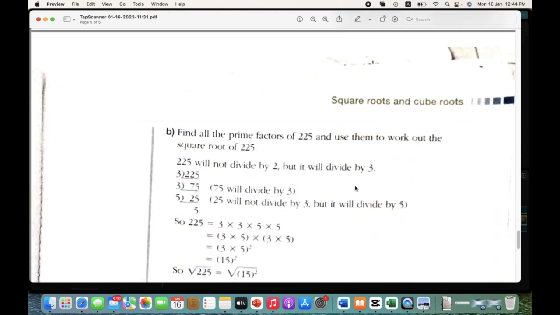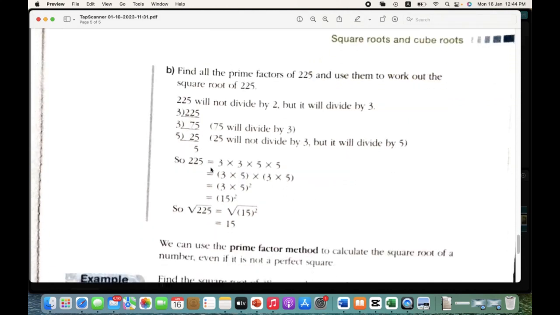Is that okay? Same with 225. If you break 225 out, you get 3 times 3 times 5 times 5. This 3 times 3, write one 3 out. This 5 times 5, you write one 5 out. So from these two 3s, you take only one 3 out to get the square root. I'm only explaining how to get the square root. From 5 times 5, take only one 5 out. So 3 times 5, you get 15. 15 is the square root.